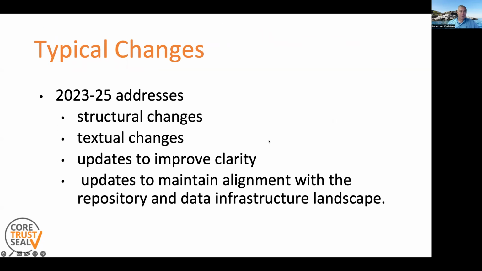So as I mentioned earlier, there are some typical changes. Some are structural changes, which, as we mentioned before, moving things down into the technology, in particular the integrity and storage. Textual changes, as we mentioned, are terminology changes to make it more clear to folks, and also to make alignment with other repository and data infrastructure landscape things that are happening, FAIR data, the FAIR is fair movement, and many things that are happening in our world require us to really look at how we are describing things within our requirements. So we wanted to maintain that alignment, and some of those changes were there as well.